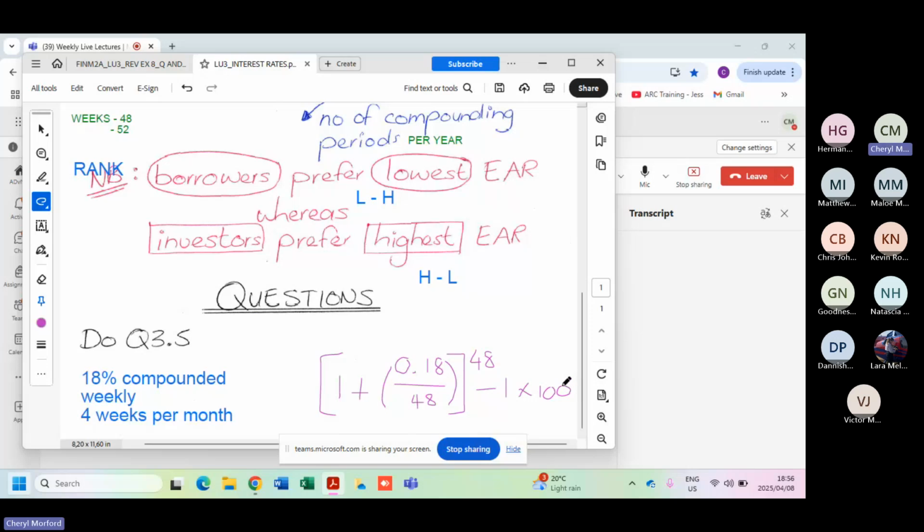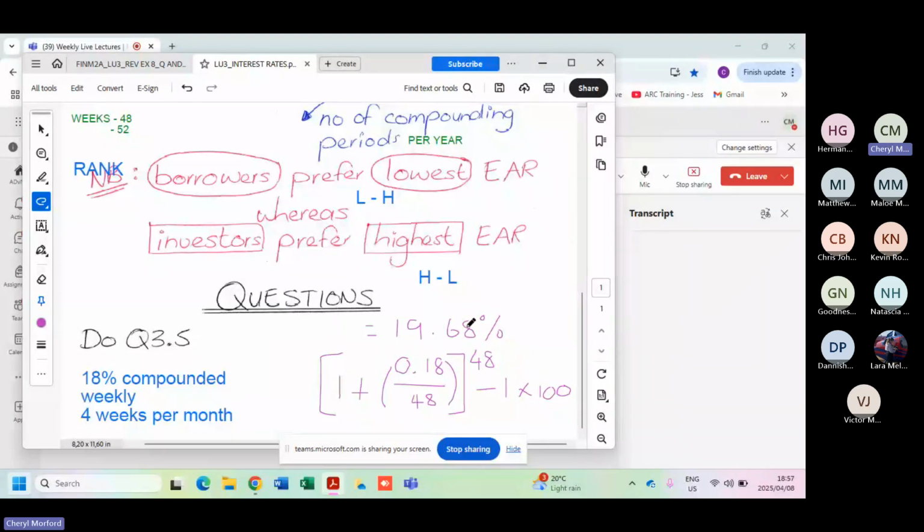And rounding always to 2 decimals would give me 19.68%. Let's write the number at the top. Equals 19.68%. And that's it. That is how you do it.